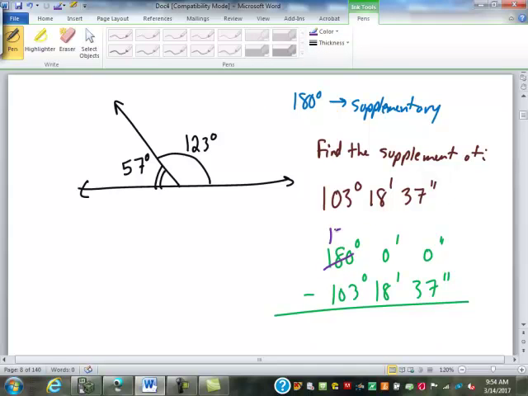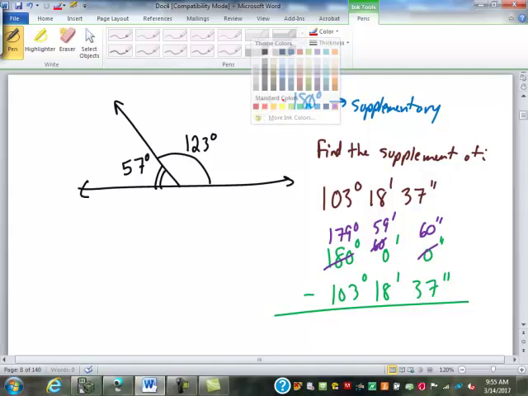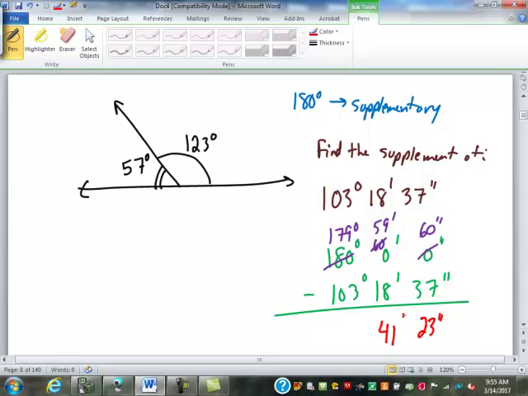The 180 is going to become 179. This will be 60, but we got to borrow from that to make it 59. And this one's 60. So now 60 minus 37 is 23. 59 minus 18 is 41, and 179 minus 103 is 76. Questions? Pretty much.